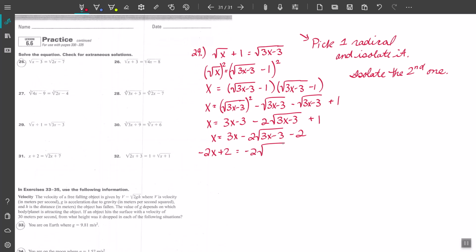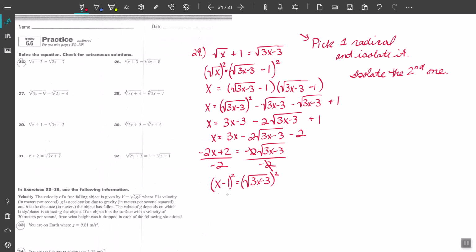And now we can see we almost have it isolated. We need to go through and divide by negative 2 on both sides, which is not as hard as that may sound. Those two are going to cancel, and then we're going to split these two up. So negative 2x minus 2 will give us a positive x. All right, so now our second radical is isolated. So now we'll just follow the rules for getting rid of the radical. Square both sides.